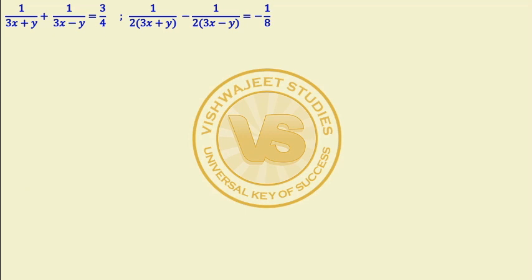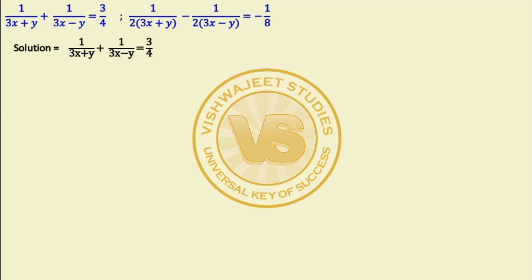The denominator of first term of both equations is same. It is 3x plus y. At the same time, denominator of second term of both equations is also same. It is 3x minus y. For that, we are considering one letter while solving these equations. Let us solve this equation.